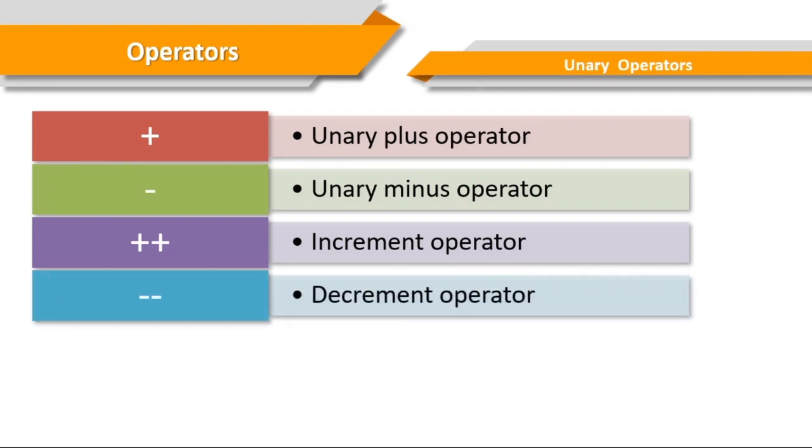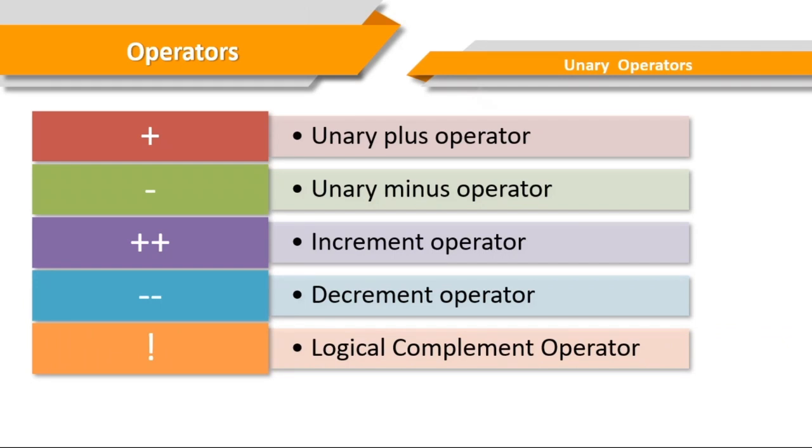Minus minus, the decrement operator, decrements the value by 1. And the exclamation mark is the logical complement operator. It inverts the value of a Boolean. So why don't I show you a few examples of unary operators in Android Studio, and you'll see how useful they really are.